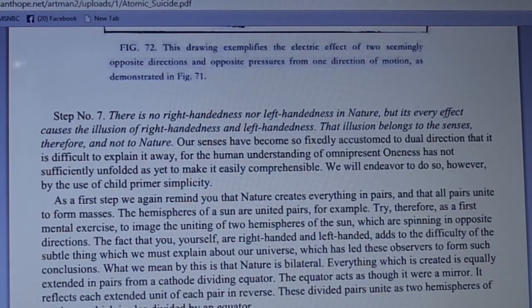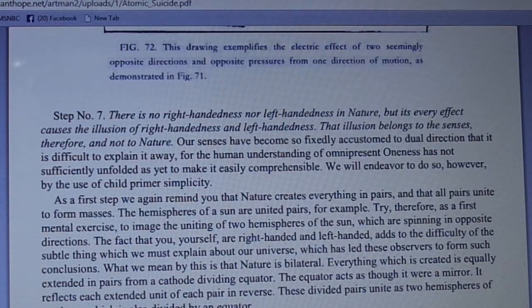Step 7. There is no right-handedness nor left-handedness in nature, but its every effect causes the illusion of right-handedness and left-handedness. That illusion belongs to the senses, therefore, and not to nature. Our senses have become so fixedly accustomed to dual direction that it is difficult to explain it away, for the human understanding of omnipresent oneness has not sufficiently unfolded as yet to make it easily comprehensible. We will endeavor to do so, however, by the use of child primer simplicity.